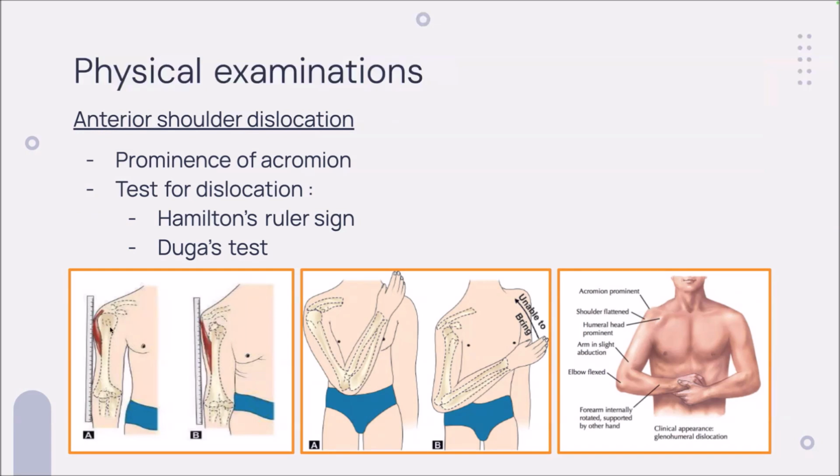For the Dugas test, the patient cannot bring their hurt shoulder's hand to the opposite shoulder because it hurts. They cannot touch the opposite shoulder. That is adduction and internal rotation, so the patient cannot adduct and internally rotate. The position will be like the picture, with a bit of abduction and slight external rotation.